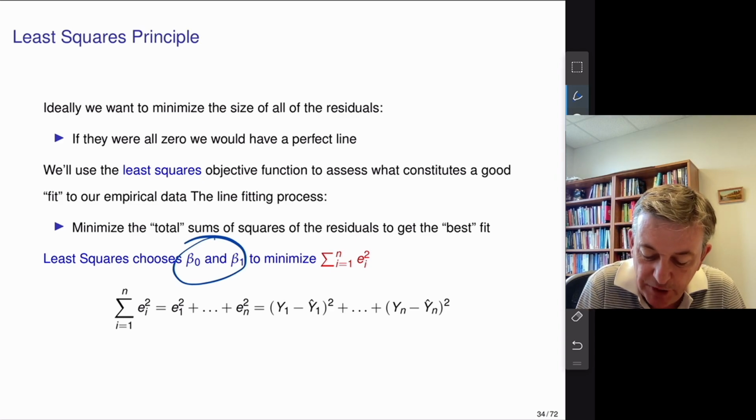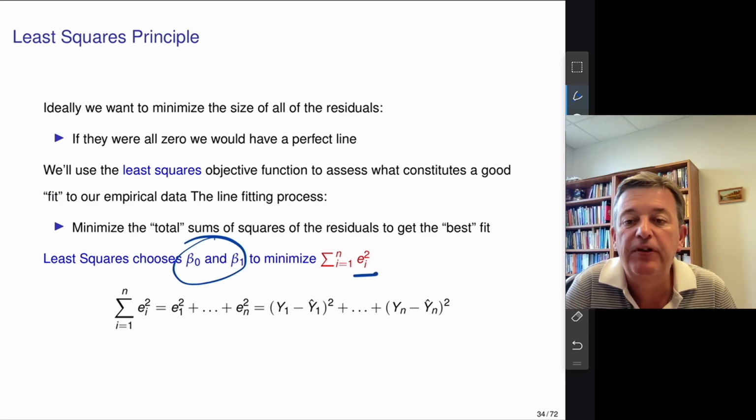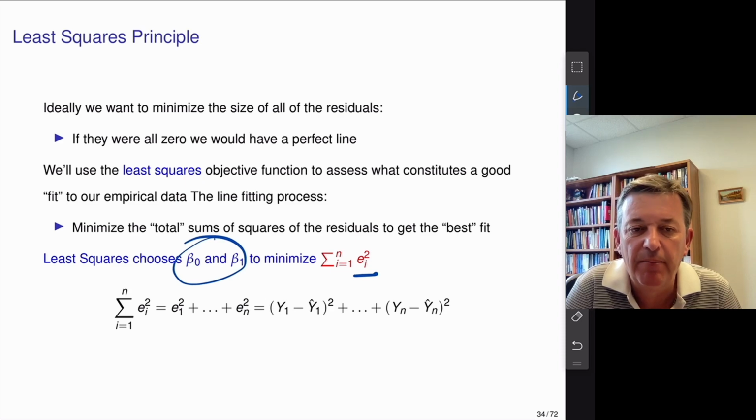Each line will have a residual e_i. Some will be positive, some will be negative. Actually, the solution to least squares will be such that the sum of the residuals is equal to 0. Now, some positive, some negative, so let's square them so they're all positive. Let's sum them up. And then let's try and find beta 0, beta 1 by an optimization problem of minimizing that sum of squared residuals.